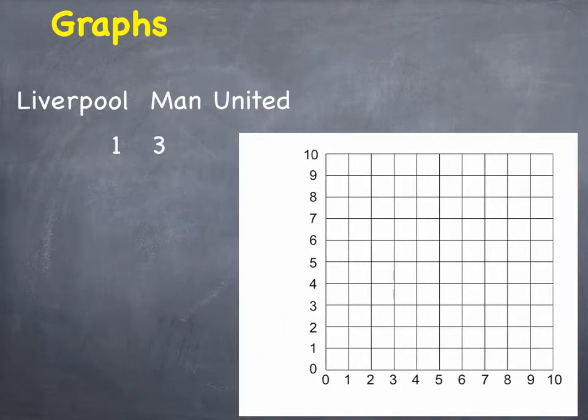I'll draw a grid. If I show the Liverpool score going from left to right and the Manchester United score going upwards, then I can plot this score, Liverpool 1, Manchester United 3. And there it is. Now let's take some other possible scores between these two teams and pop them on the graph.